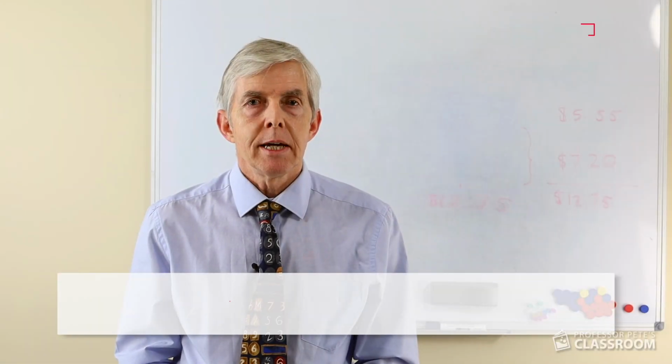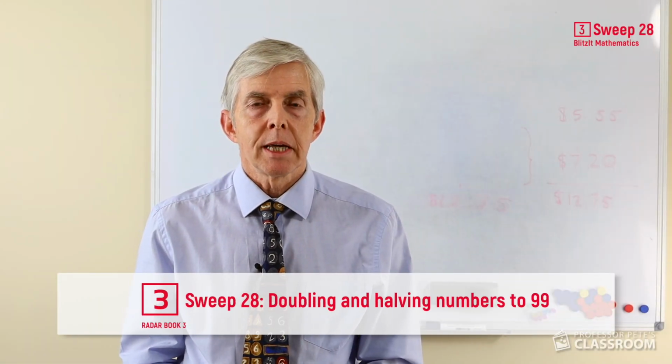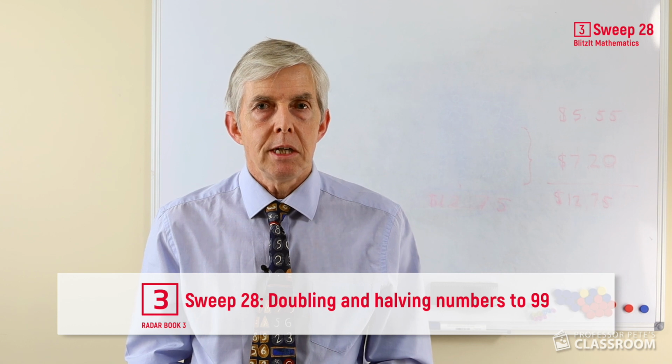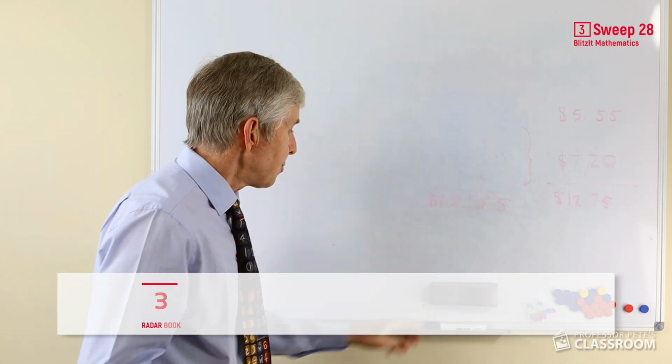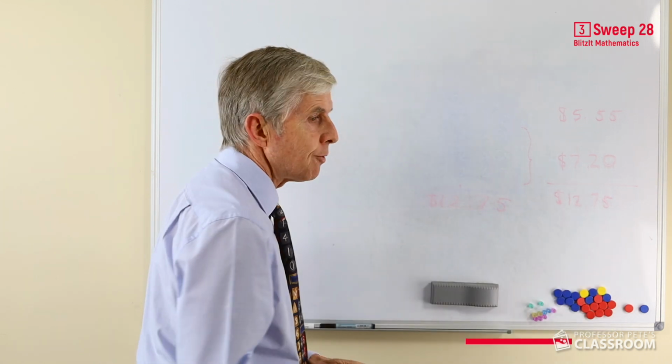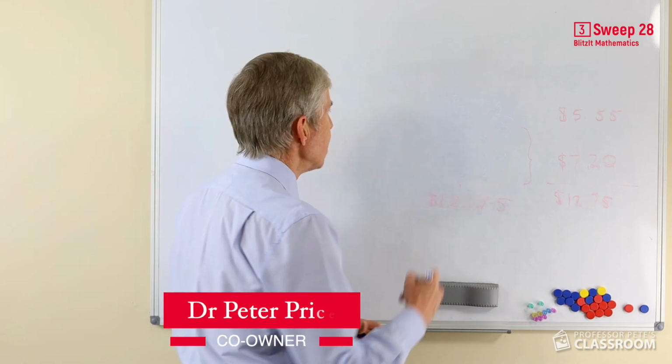We're up to sweep 28. In this sweep, we're looking at doubling and halving numbers up to 99. So this is for year 3 students. We don't make this too difficult. We're not using decimal fractions or anything like that.